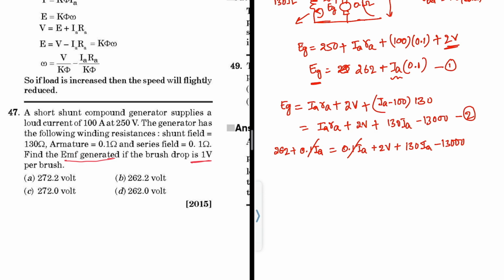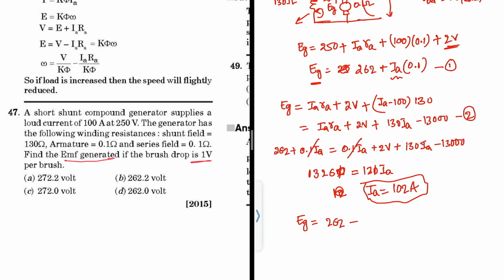So 13,000 and 262 minus 2, it will be 13,260 equals 130 into Ia. 13 1 is 13, 13 2 is 26. So Ia equals 102 ampere. Substitute this in equation 1. So Eg is equal to 262 plus 102 into 0.1, that is 10.2. So the answer will be 272.2 volt.